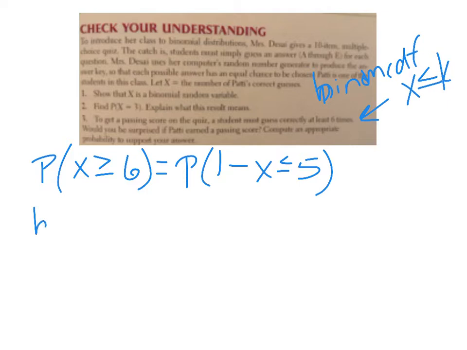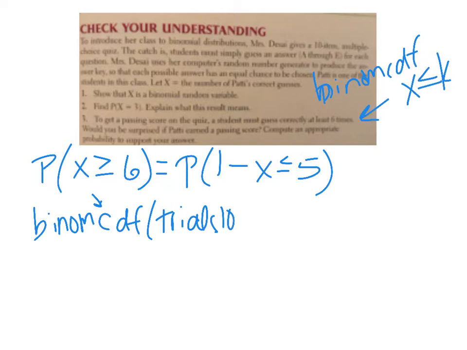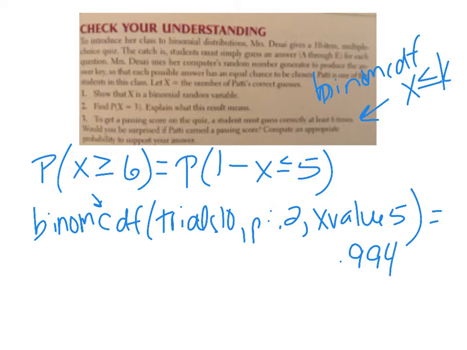I can find my binomial CDF because it's a less than or equal to situation. My trials are still 10, my probability is still 0.2, but this time my x value is 5, because remember it shows me less than or equal to 5. Which gives me a probability of 0.994.